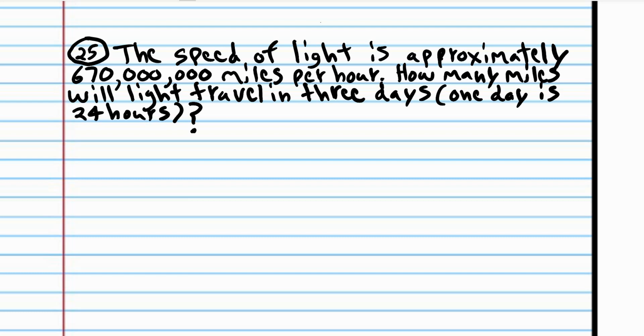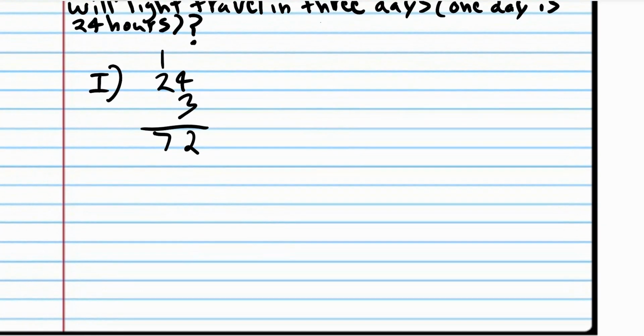So we know there are 24 hours in 1 day, and we're trying to figure out how many hours in 3 days. So we multiply 24, I'm going to put the Roman numeral 1, that means part 1, 24 times 3. 3 times 4 is 12. Carry the 1. 3 times 2 is 6, plus 1 is 7. So we found out that there are 72 hours in 3 days.